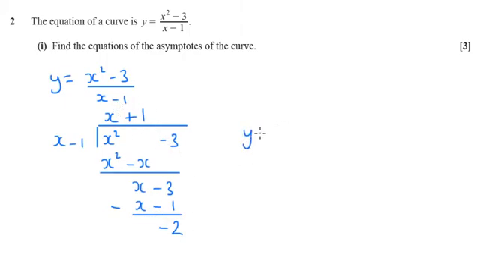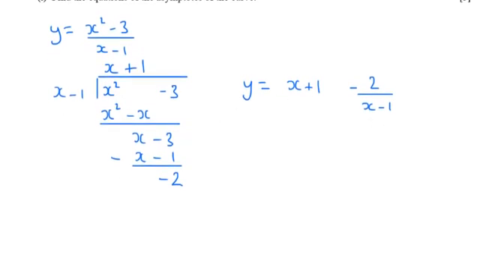So y can also be written as x plus 1 take away 2 over x take 1. And that's important because that now tells us everything we need. We can see here that for big values of x, this is going to take control. So when x is large, the graph is going to tend to y equals x plus 1. So y equals x plus 1 is one of your asymptotes.